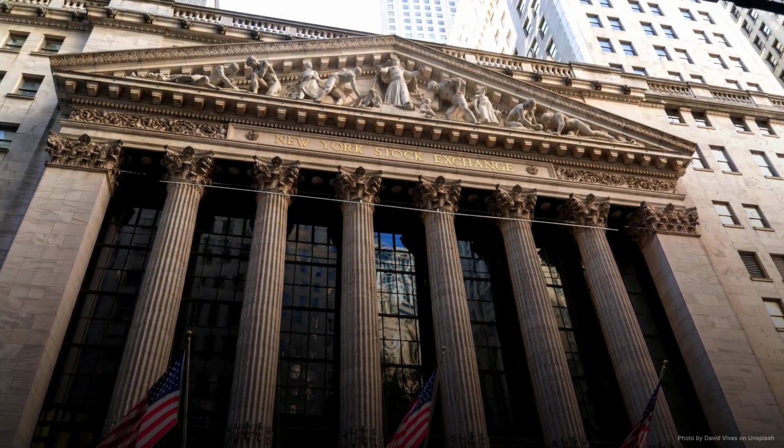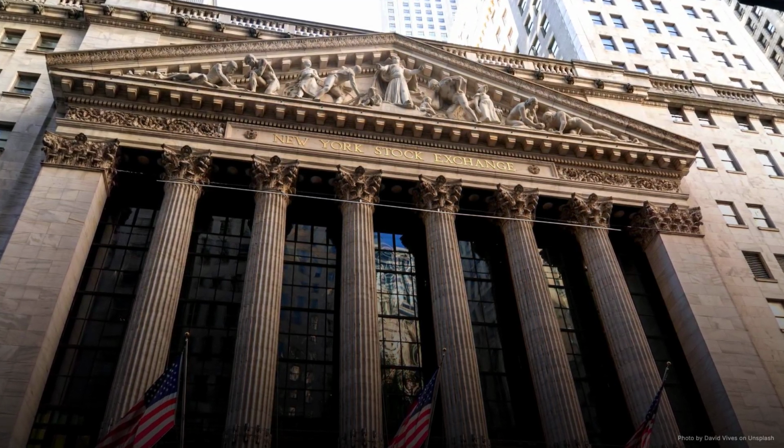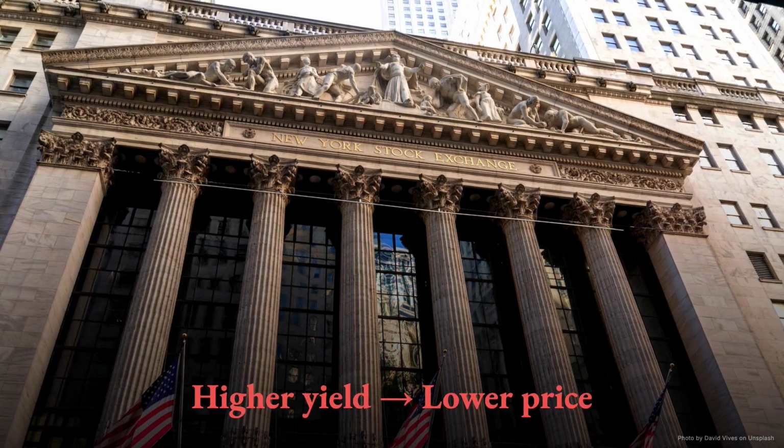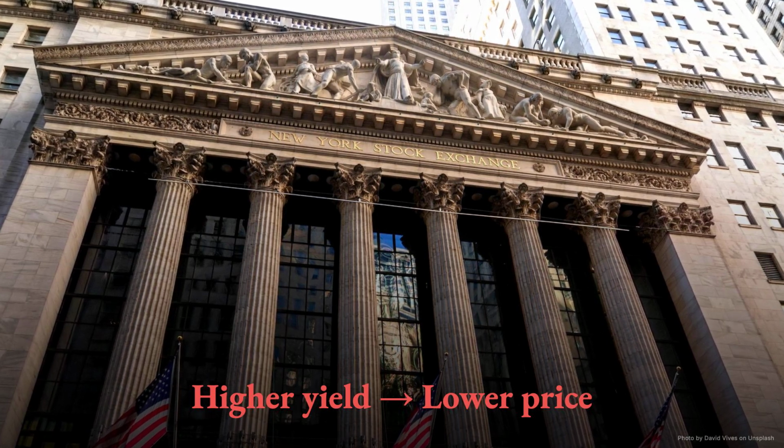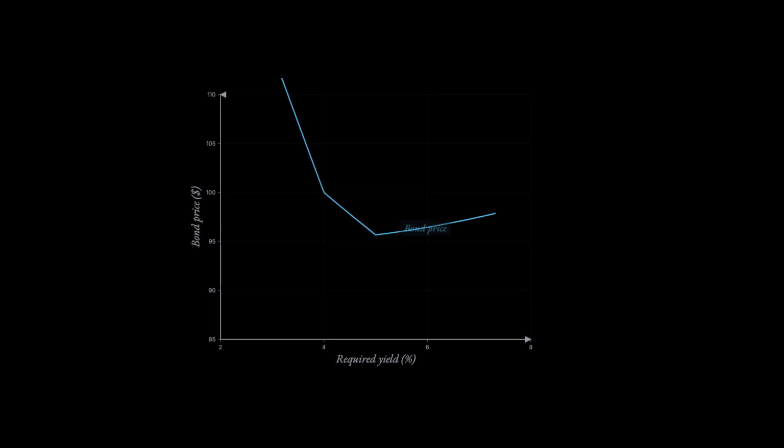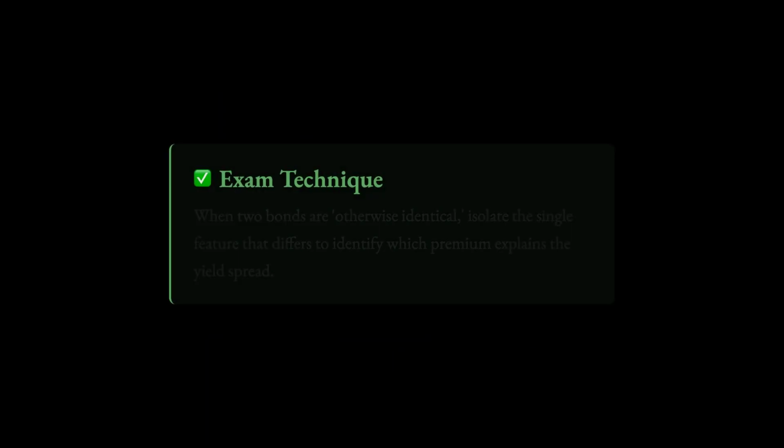And this leads to a critical relationship. For a given set of cash flows, a higher required yield translates directly into a lower bond price. More risk means investors pay less up front. Here's the price yield curve for a 5-year bond paying a 4% coupon. When the required yield equals the coupon rate at 4%, the bond is priced at par, $100. But if the required yield rises to 5% due to added risk premia, the price drops to roughly $96.